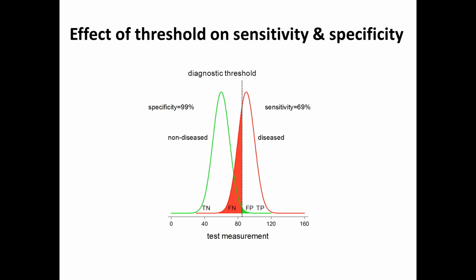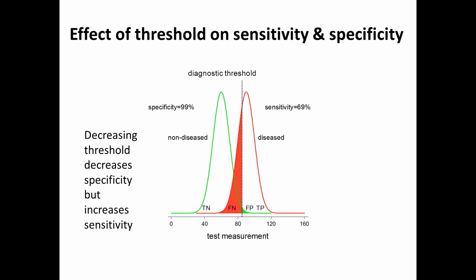And the thing we need to bear in mind when we talk about threshold is that when we change the threshold, it changes sensitivity and specificity. So if we decrease the threshold, this dashed line that is on the screen here, if I move this threshold to the left, I will decrease the proportion of false negatives, so this red shaded area, but at the same time, I will increase the green shaded area, and so my false positives will go up.